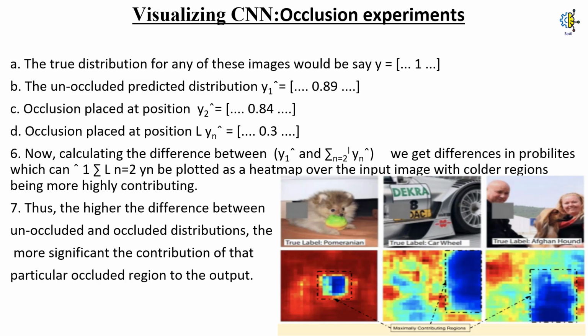0.3. Now calculating the difference between ŷ1 and the summation from n equal to 2 to l of ŷn, we get the difference in probabilities, which can be plotted as a heat map over the input image, with colder regions being more highly contributing. Thus, the higher the difference between unoccluded and occluded distributions, the more significant the contribution of that particular occluded region to the output.